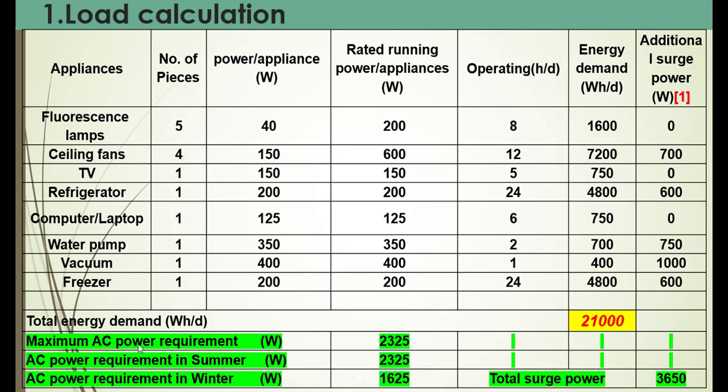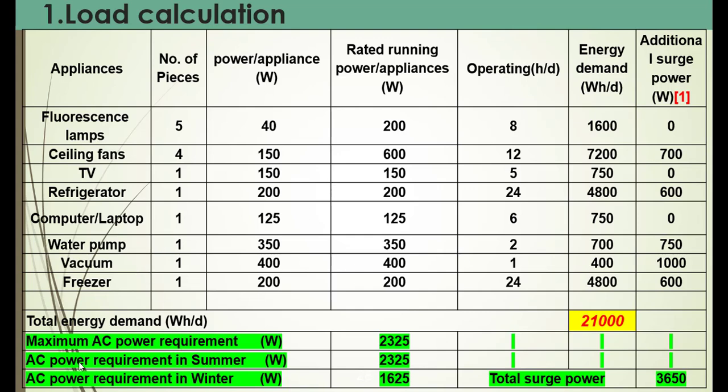Where the maximum AC power requirement is 2325 watt in normal operation. So there is a difference between the required power in normal operation with respect to the additional surge power required if we assume that the devices with induction motors will start or operate at the same time in the worst case.